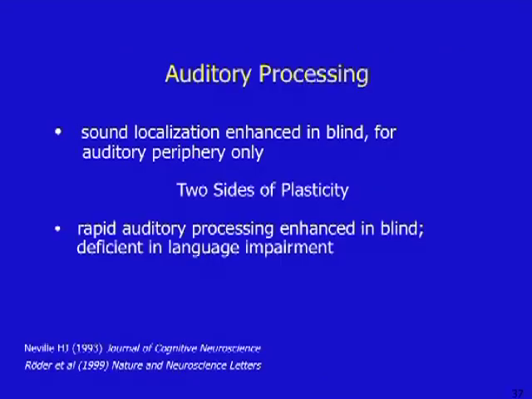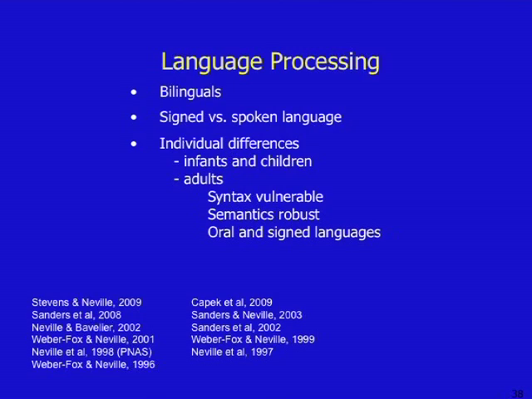We've done a lot of work in auditory processing. I'll just tell you that things that are enhanced in the blind, like sound localization and rapid auditory processing, are deficient in language impairment, for example, and reading impairment. We've done a lot of work in language processing over the years, and I'm not going to talk about this very much, but the way we look at experience effects is to look at bilingual individuals who learn their language at different ages, people who've learned signed versus spoken language, and looked at children of the same age but who have very different language abilities.